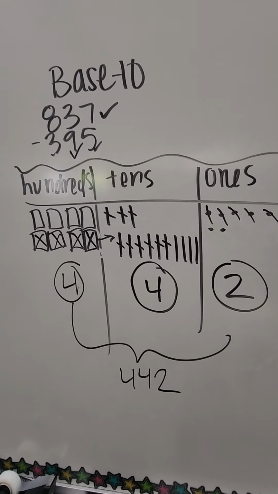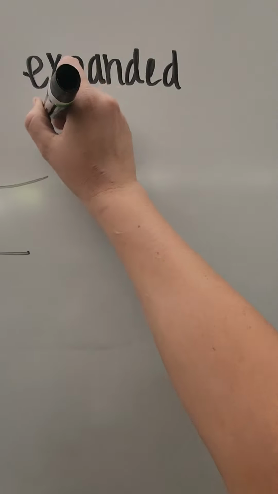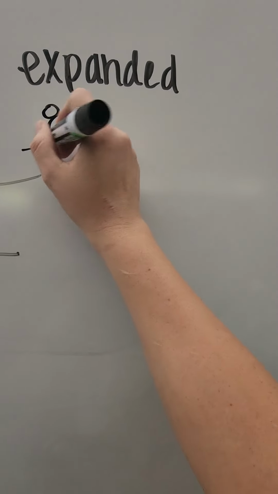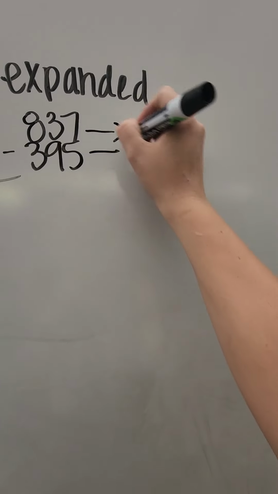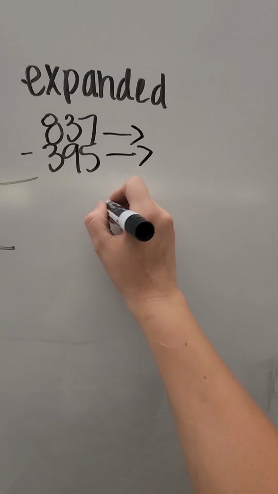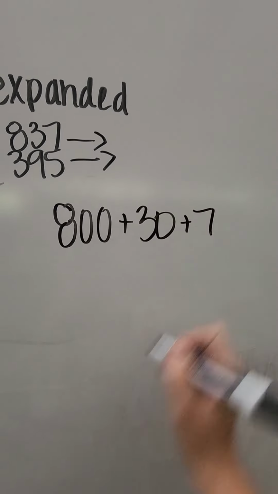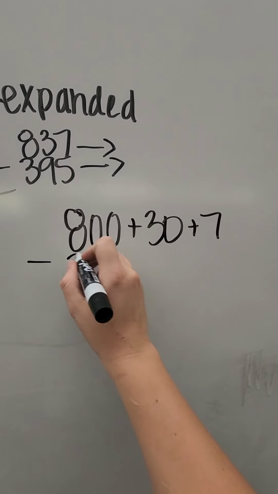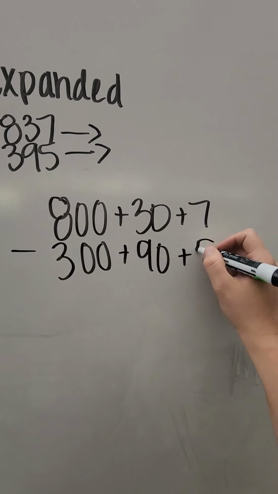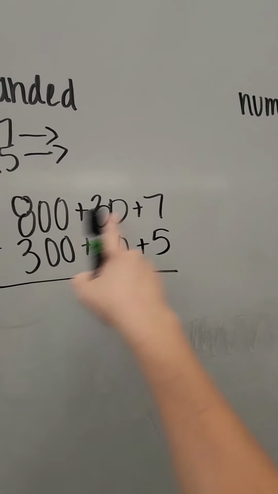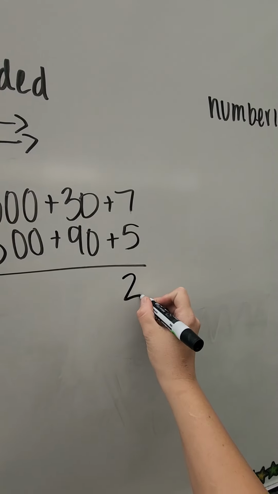Okay, now we're gonna review it and make sure we did it correct with our expanded form. So we have 837 minus 395, so I'm going to expand it out. Okay, so 837 is 800 plus 30 plus 7. 395 is 300 plus 90 plus 5. And now I'm going to be subtracting. So 7 minus 5 is 2.